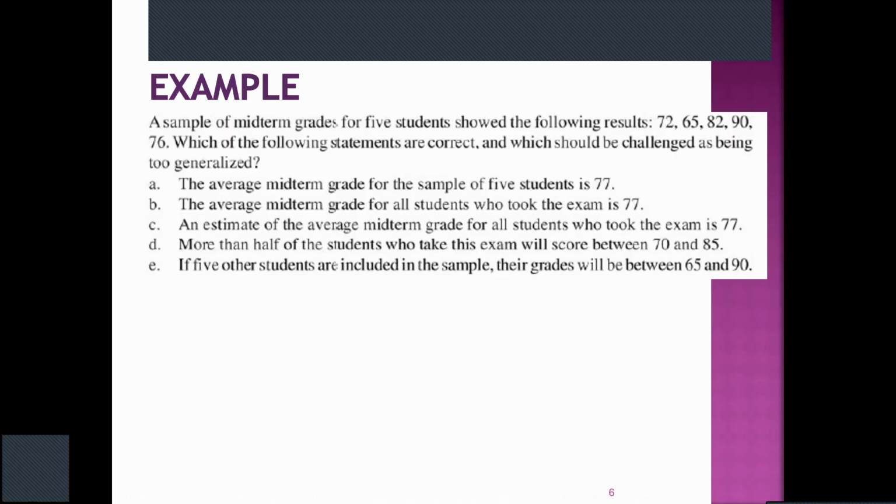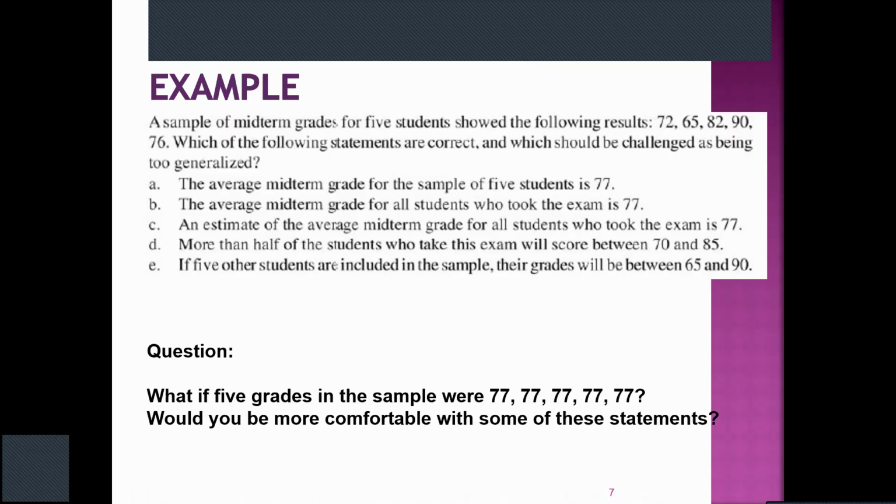How about D? More than half the students who take this exam will score between 70 and 85. Okay, now that's talking about a range of values that you expect to see in the population and how many you expect to see in that range. And then E, if 5 other students are included in the sample, their grades will be between 65 and 90. So if we doubled our sample size, do we expect to find the same range of values? Okay, so those are some things to think about.